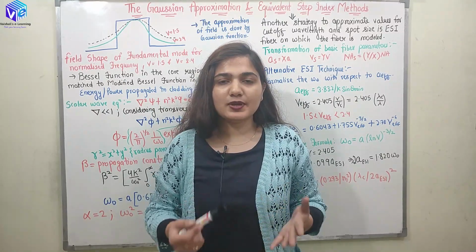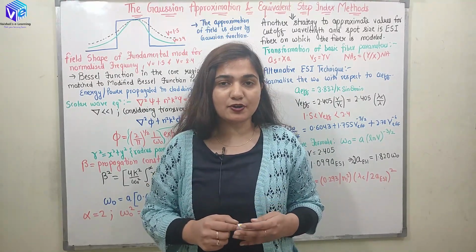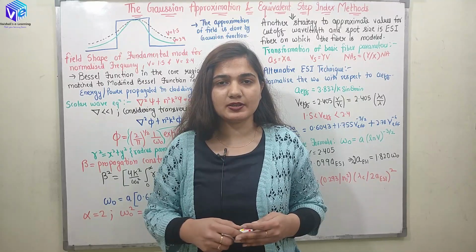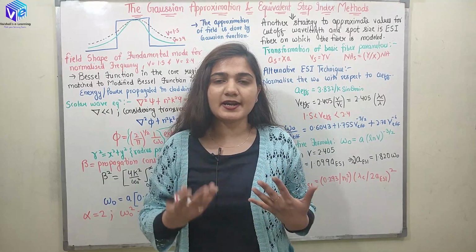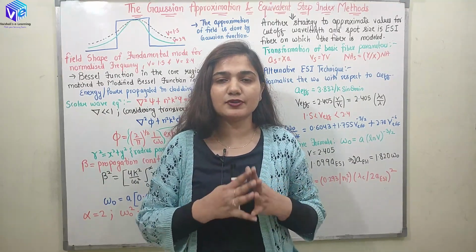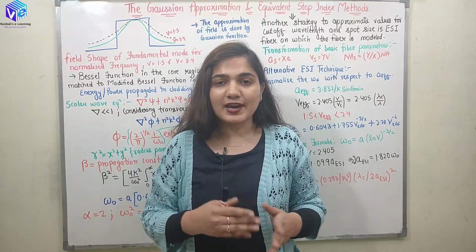Today in this video, we are going to talk about a very important topic, that is the Gaussian approximation. We have already talked about the propagation constant, that is beta. We have already talked about the spot size, that is omega naught.